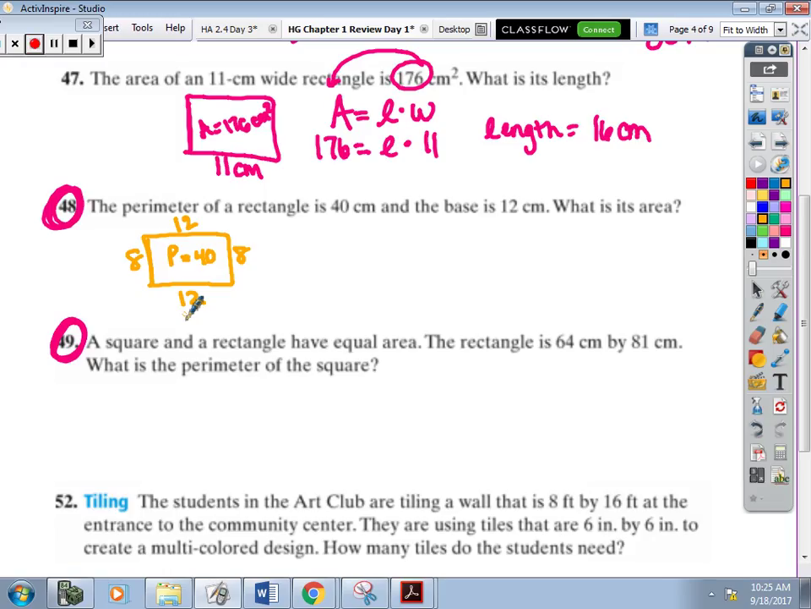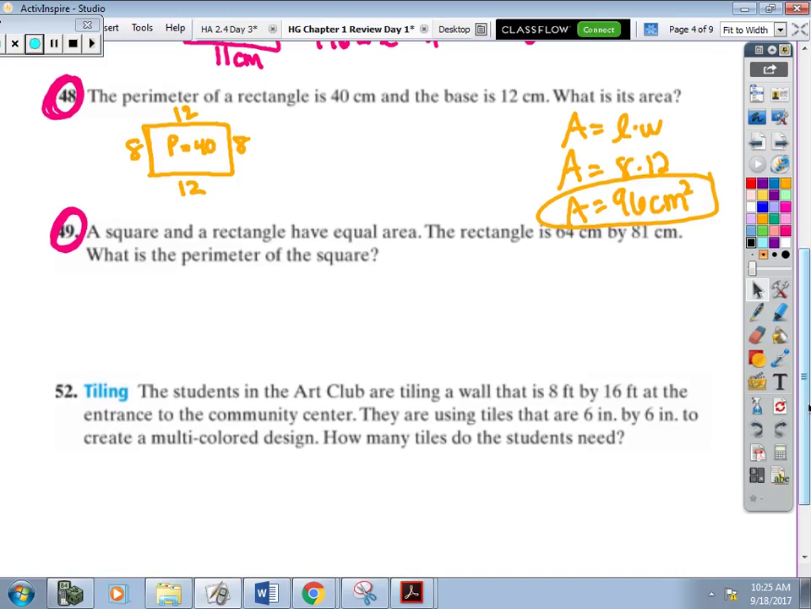Okay? So then it had said, what is the area? So we multiplied our 12. So the area of a rectangle, again, is our length times width, which is our 8 times 12, which gets us 96. How many of you got that? Very nice. All right, now for the real one, the real tricky one.